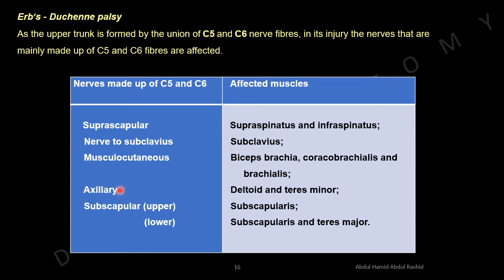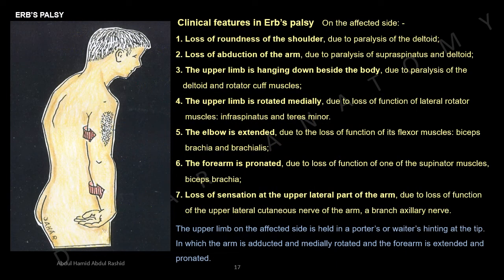If the axillary nerve is affected, the deltoid and teres minor muscles will be affected. Upper subscapular supplies the subscapularis muscle. Lower subscapular supplies the subscapularis and teres major muscles, and they will be affected. Erb's palsy, that is upper trunk injury.